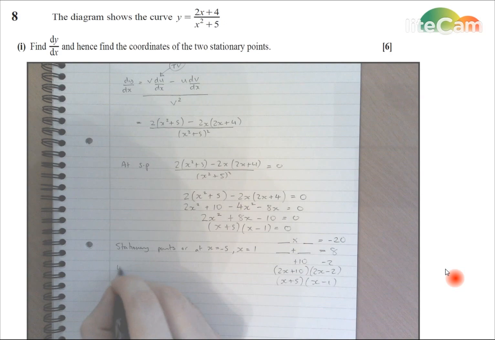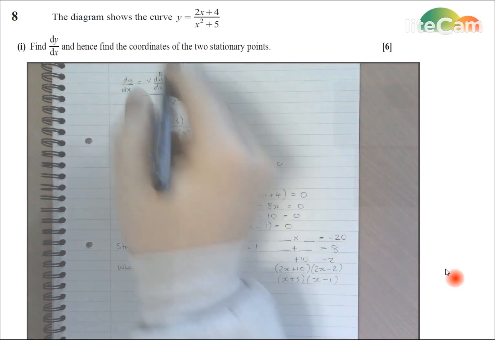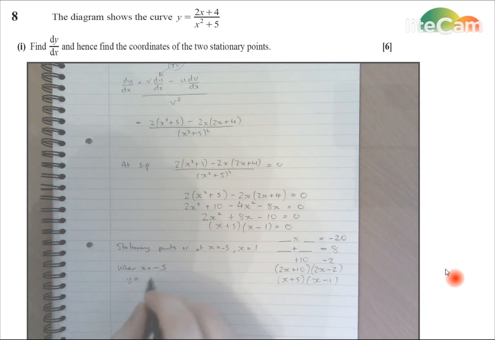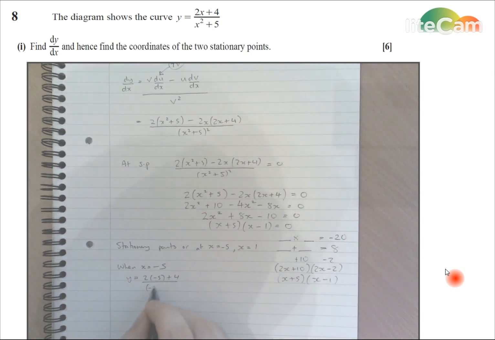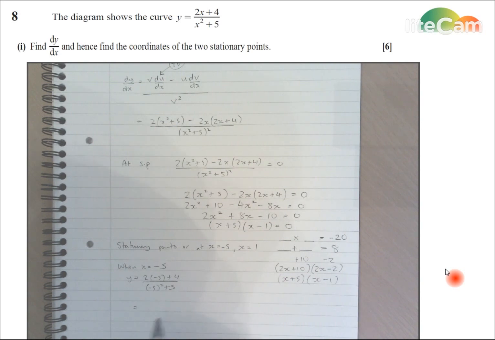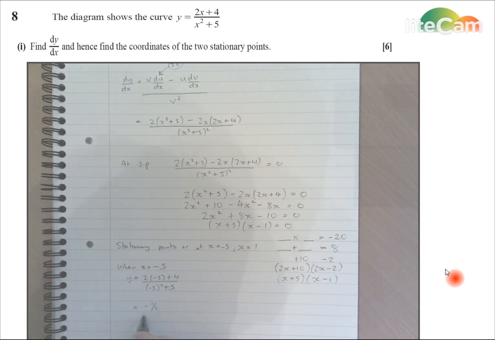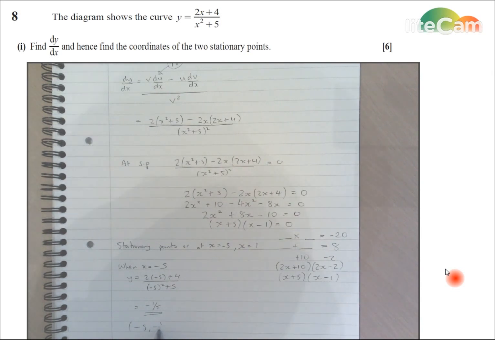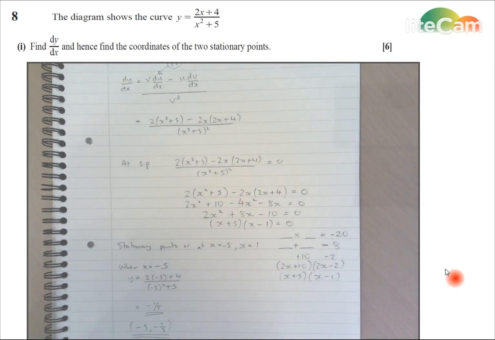So, when x is minus 5, using the original equation, not the differentiated version, y equals 2 lots of minus 5 plus 4 over minus 5 squared plus 5. Pop that into your calculator, you get minus a fifth for y. So our coordinate is minus 5, minus a fifth. That's the first coordinate of the stationary point.